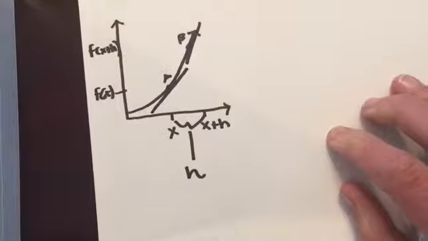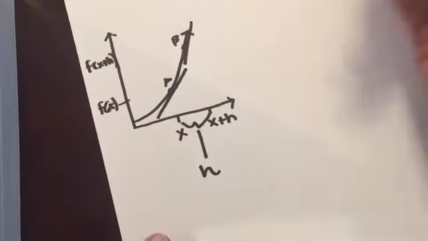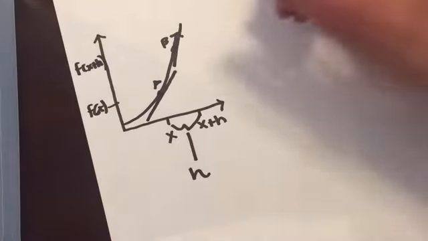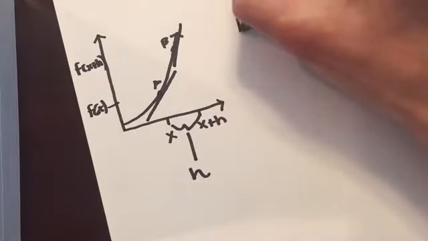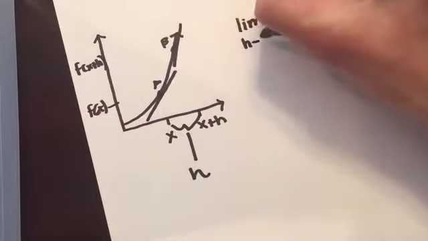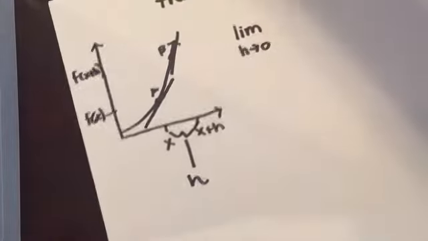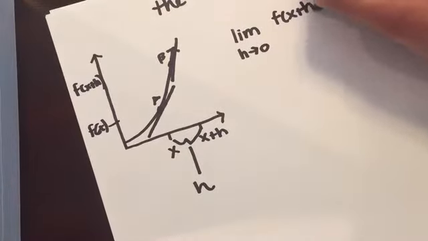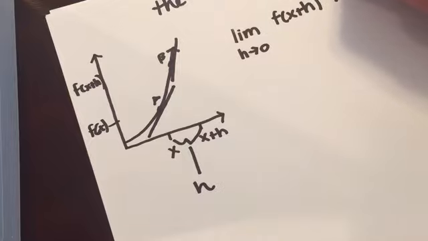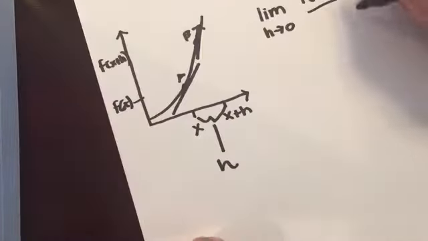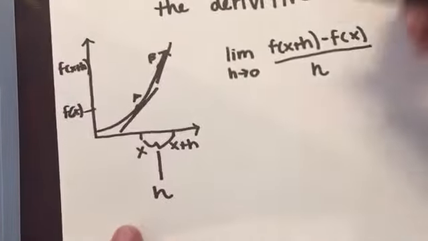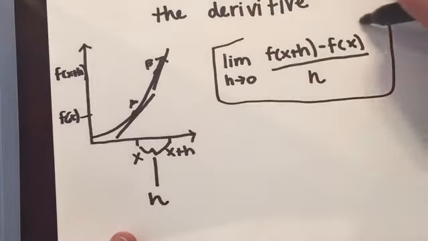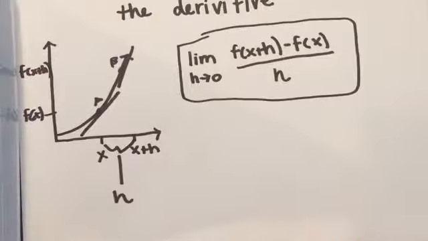So to find the derivative function of a graph, we're going to use the limit equation. So the limit equation is the limit as h approaches 0 of f of x plus h minus f of x over h. That is our limit equation. So we're going to practice this limit equation with the following problem.